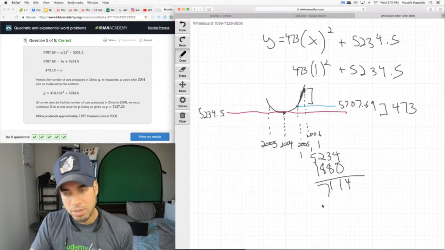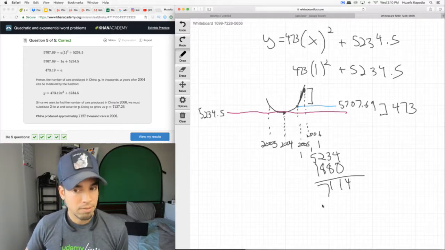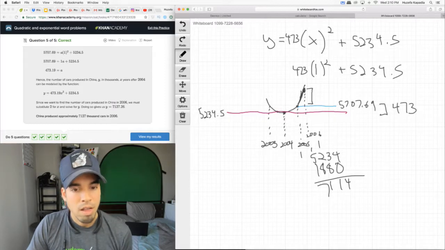Anyways, I guess those were two strategies that you could use. The second one was definitely better, where you do it more algebraically, but that was just my first instinct, was to try and figure it out graphically.